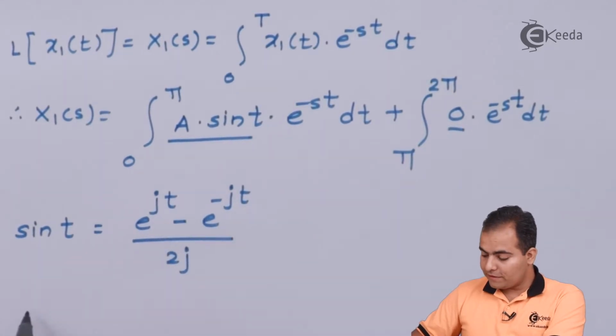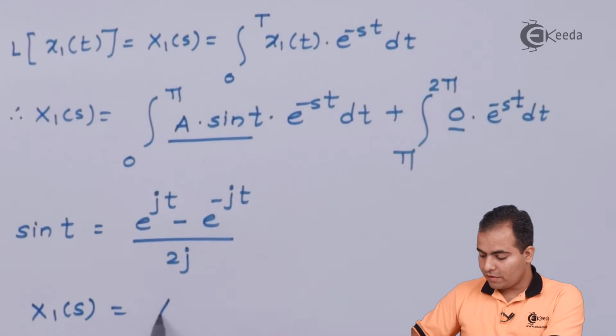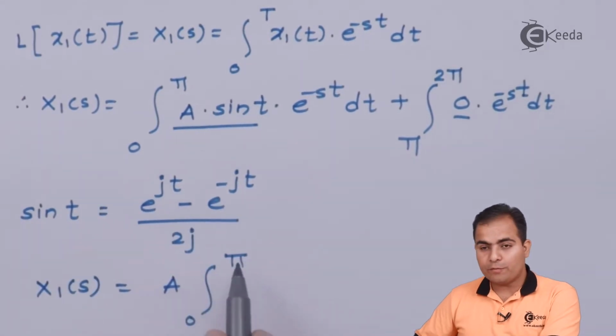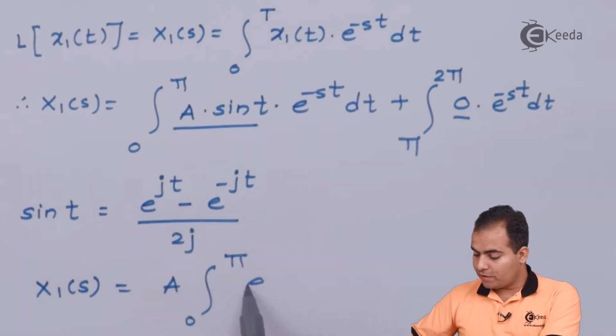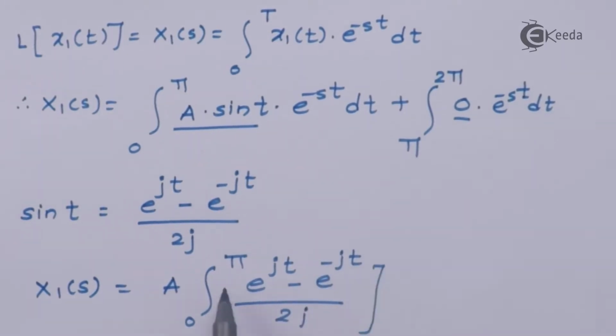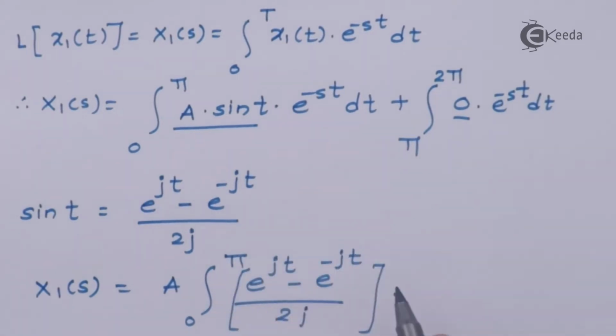So our next step: X1(s) is A, taken common, and 0 to pi is our integration limit, and sine t is replaced by its formula, e to the power jt minus e to the power minus jt, whole divided by 2j, into e to the power minus st dt. Now I'll take 2j outside and multiply e to the power minus st inside the bracket, and according to the linearity property we can integrate the products separately. I'll show you how.